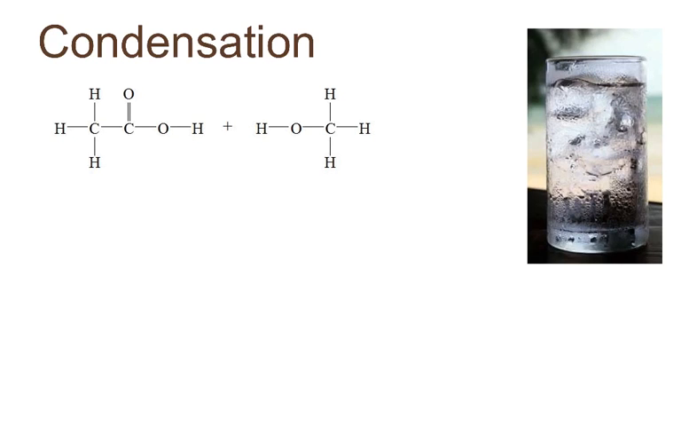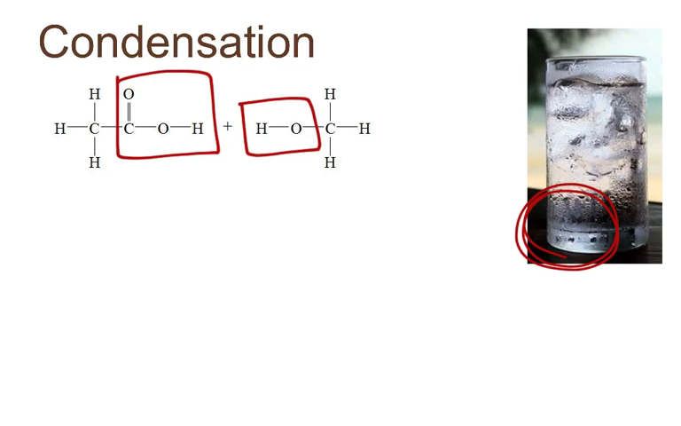So starting with condensation, the idea is, you know, water forms on the outside of a cold glass. And so when water forms, we say that's condensation. In the same way, if we have a molecule here, we can see that this is an acid, and that this is an alcohol. If we take the OH from one molecule and the H from the other, that would form a water molecule. And then we just put together the pieces that are left over.